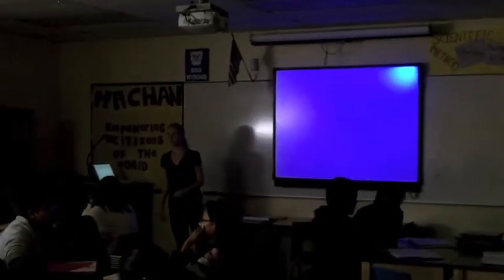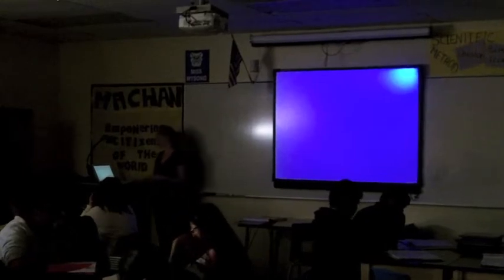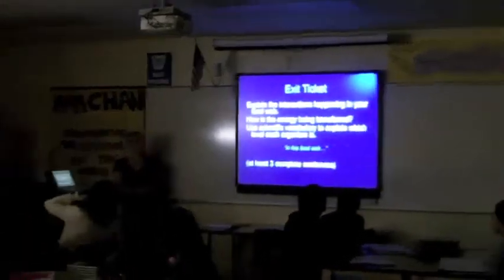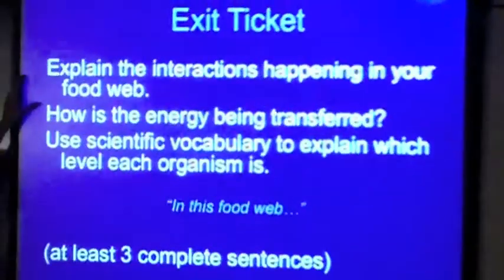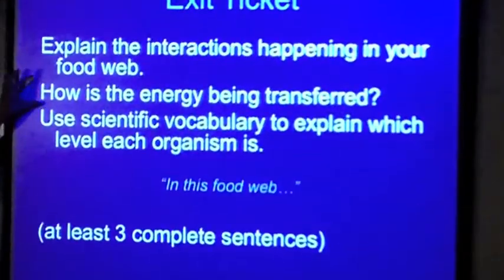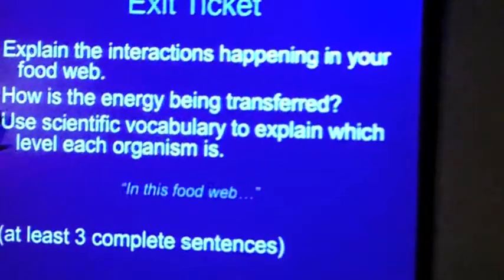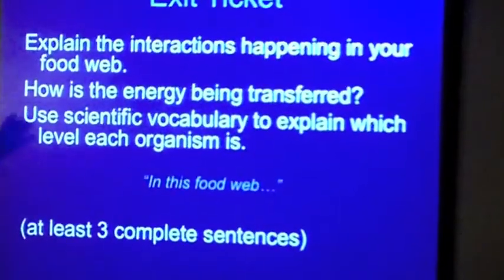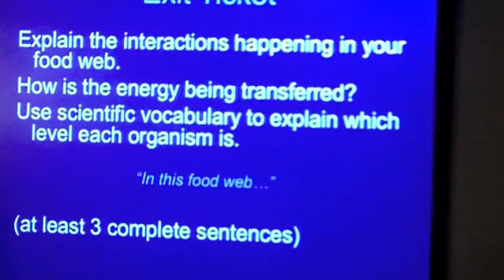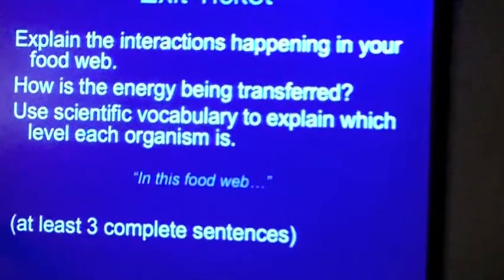Please remember that your exit ticket is independent work, so I would like you to do it without talking. Please do not look at your neighbor's paper. Michael? You want us to write the whole food web? I'll show you. So your exit ticket says, explain the interactions happening in your food web. How is the energy being transferred? Use scientific vocabulary to explain which level each organism is. So you need at least three sentences in this food web.